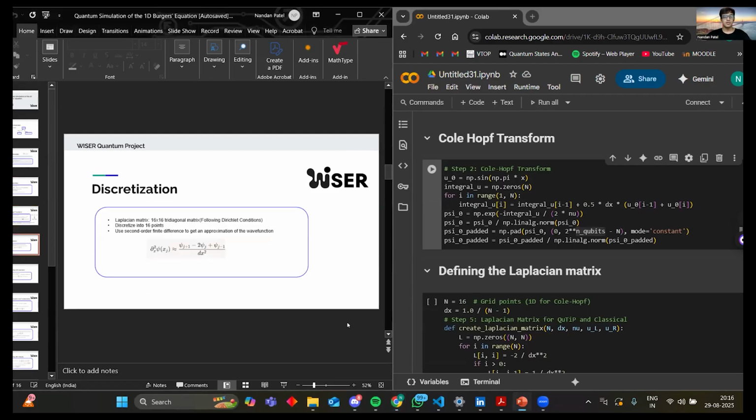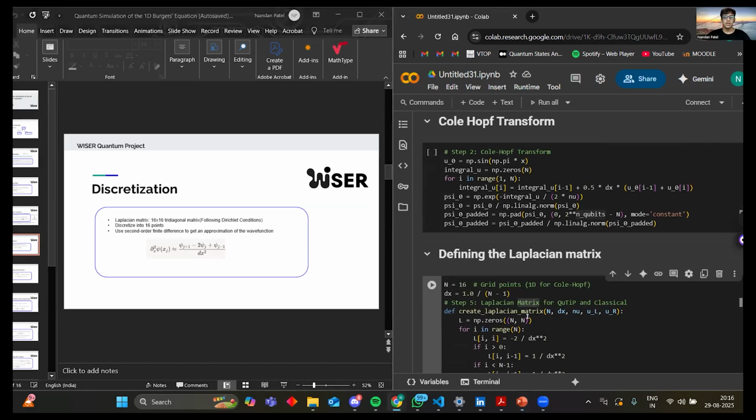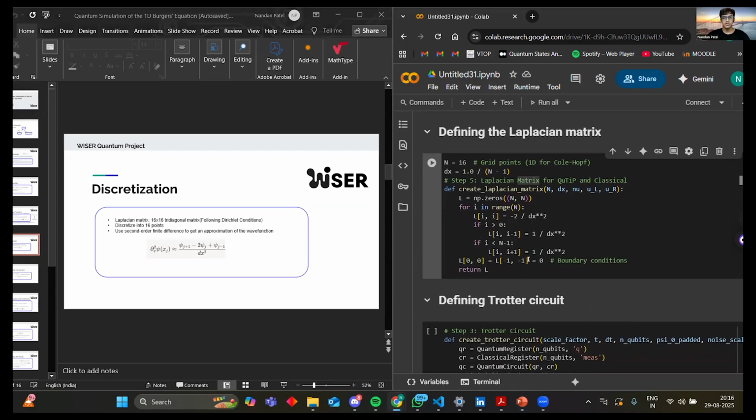Now, the second part is the discretization part, and this is a very common part in all the quantum PDE solvers. We discretize the grid into 16 points, and therefore we initialize the Laplacian matrix as a 16 by 16 dimensional matrix. And following the initial Dirichlet conditions, the matrix is also tridiagonal. We also use a second order difference to get a finite approximation of the wave function, which has been given on the RHS of the 1D heat equation. And the initialization for the Laplacian matrix can also be seen in the code on the right, and you can read it as per your understanding and for your reference.